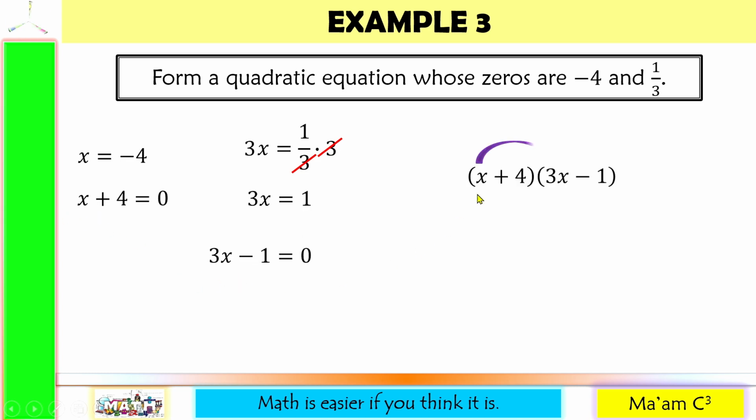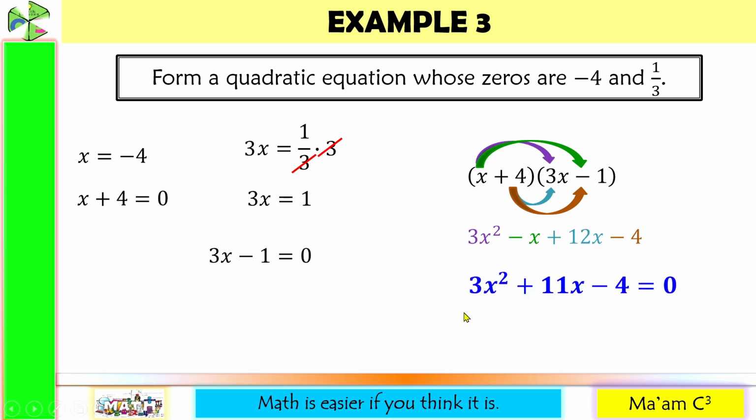These are now my factors. So I have x times 3x is 3x squared. X times negative 1 is negative x. 4 times 3x is positive 12x. And 4 times negative 1 is negative 4. Negative x plus 12x is positive 11x. This is now the equation of the parabola whose zeros are negative 4 and 1/3.